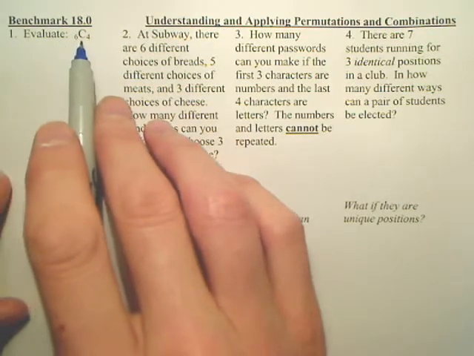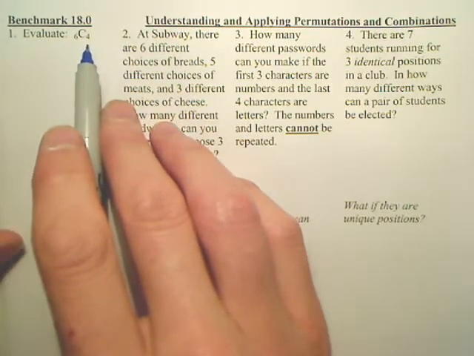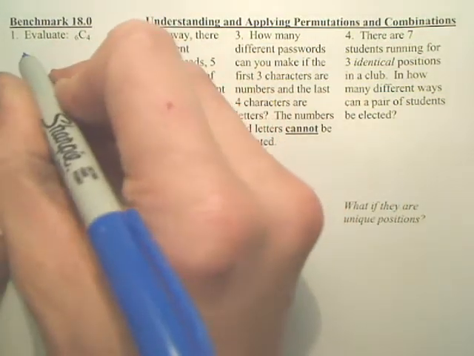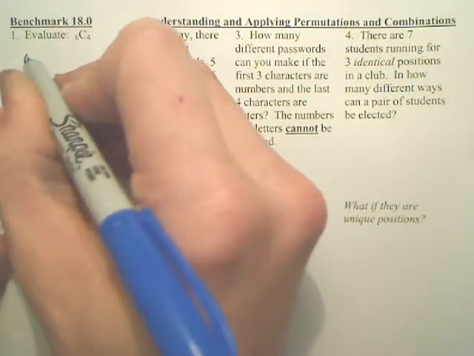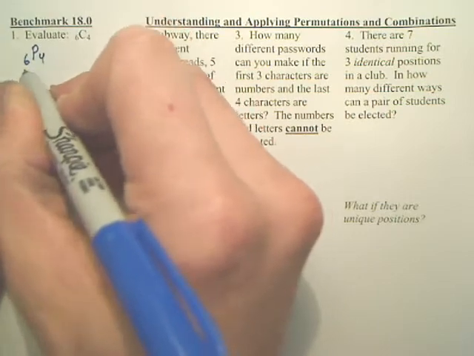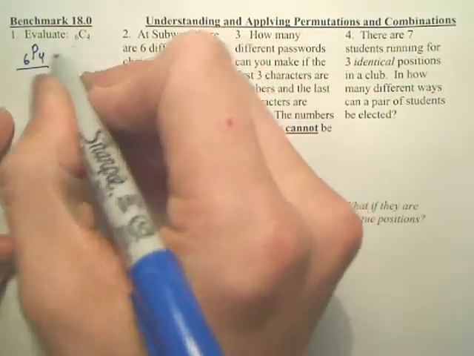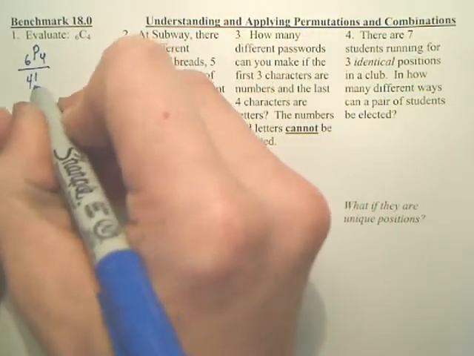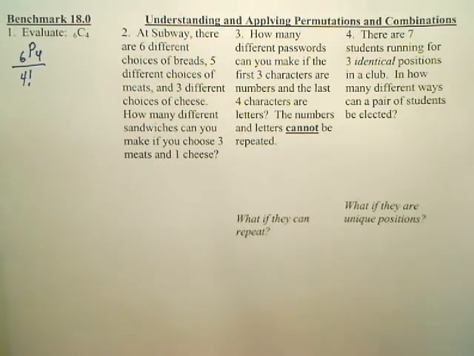I want to evaluate 6C4. My shortcut to 6C4 is you first have to switch it to 6P4 divided by 4 factorial. That's my shortcut. You change all combinations to permutations.